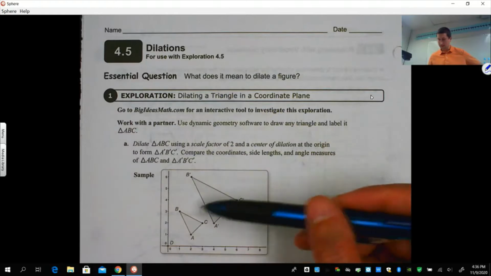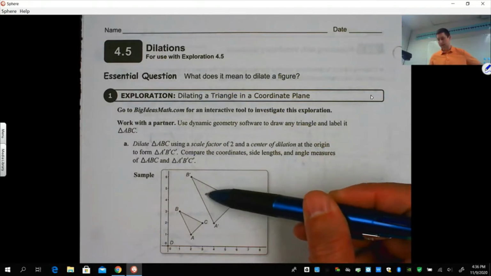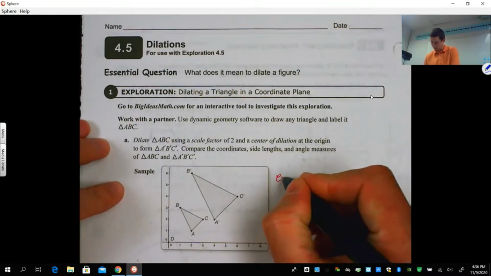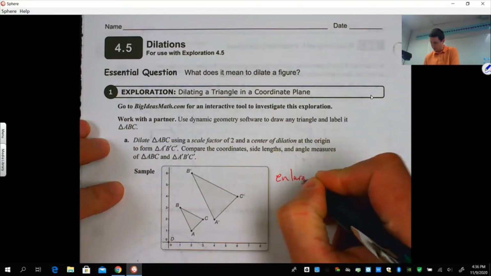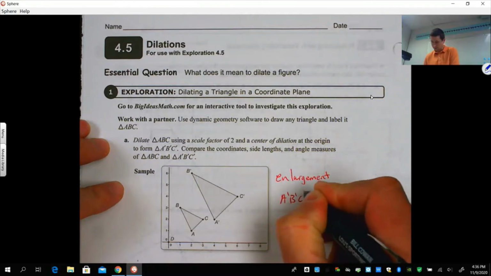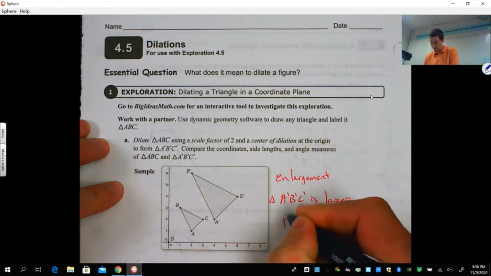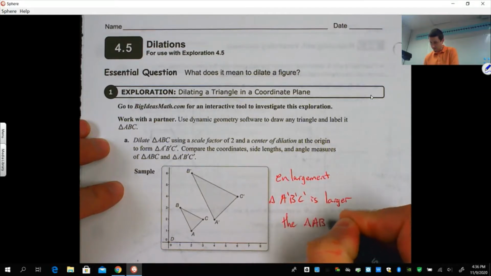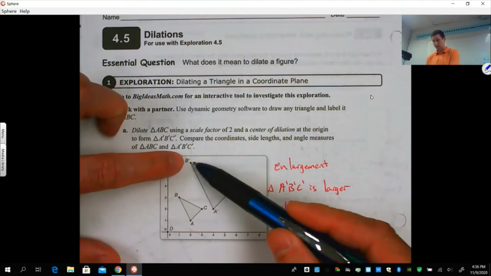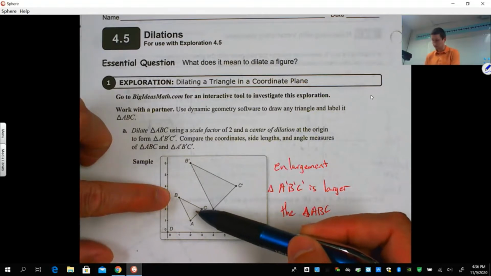So as you can see here, this would be an example of a dilation. Something's getting bigger or something can get smaller. Now in this case, this is an enlargement. Okay, we're going to call this on page 112. This is an enlargement because A prime, B prime, C prime is larger than triangle ABC. Okay, it's bigger, it's larger, so this is an enlargement. If these apostrophes were down here, then it would be a reduction. Okay, so an enlargement versus a reduction.